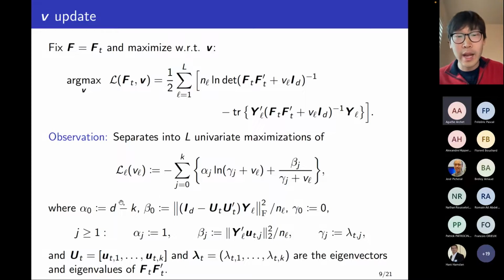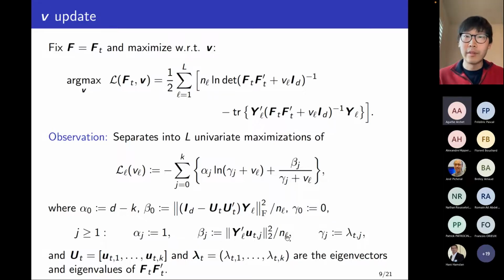Now, the particular values of these for alpha 0 and beta 0 are going to be this. Gamma 0 is 0. And then for j greater than or equal to 1, so j from 1 to k, alpha j is 1, beta j is this, gamma j is this. And in particular, these u's and lambdas here are the eigenvectors and eigenvalues of f transpose.